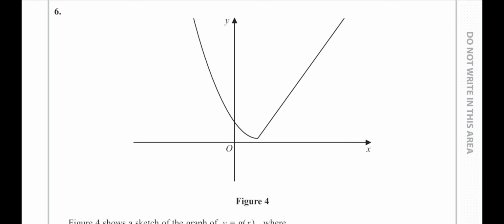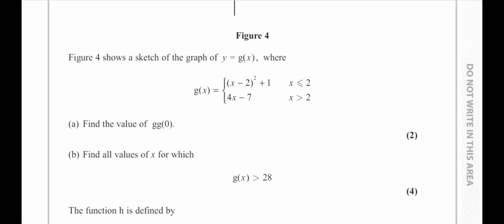Question 6. Figure 4 shows a sketch of the graph y equals g of x, where g of x is a piecewise function: (x minus 2) squared plus 1 when x is less than or equal to 2, and 4x minus 7 when x is greater than 2. Find the value of g of 0.